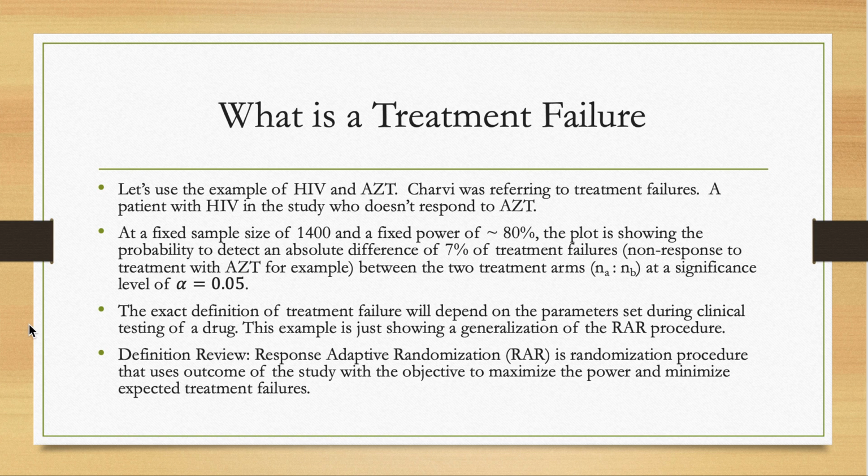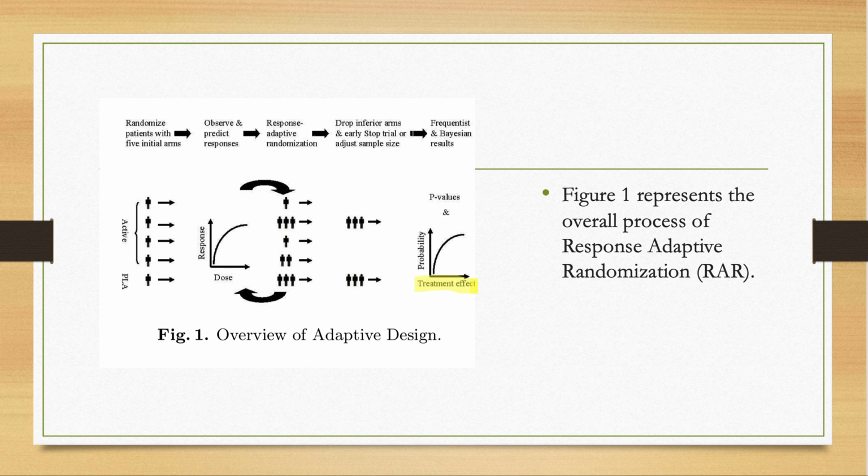The exact definition of treatment failure will depend on the parameter set during clinical testing of a drug, and this example just shows a generalization of the RAR procedure. So, definition review. Responsive adaptive randomization is a randomization procedure that uses the outcome of the study with the objective to maximize the power and minimize expected treatment failures. So this is the overall view, and you can see here the treatment effect. Treatment failures would be not responding to the drug.